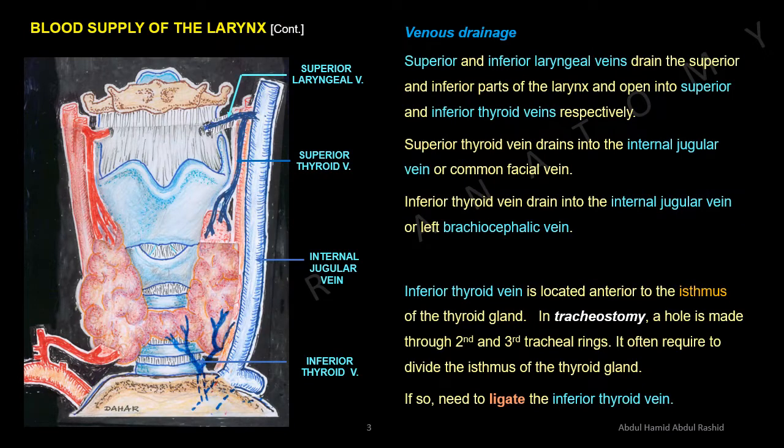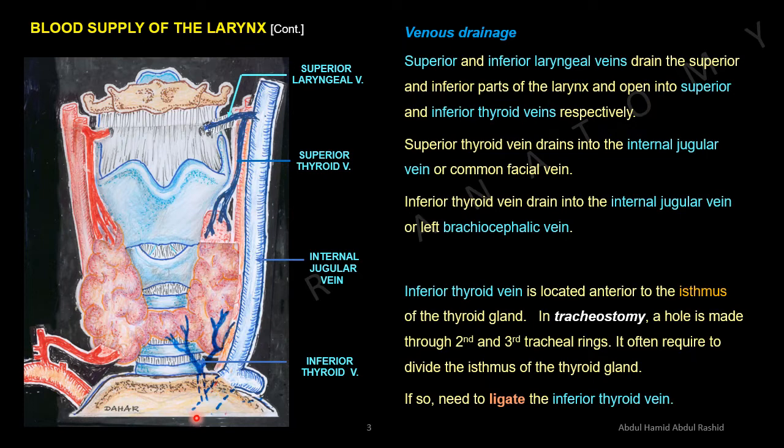Blood supply of the larynx, continuation. Anterior view of the larynx. This is the internal jugular vein, left internal jugular vein. This is the left brachiocephalic vein. Venous drainage of the larynx.